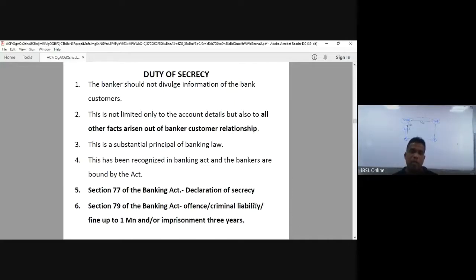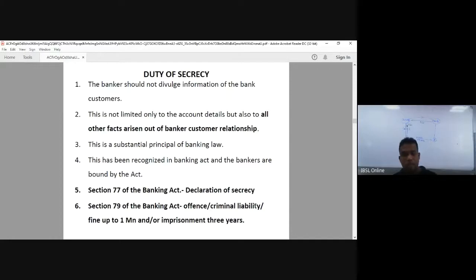This has been recognized in the Banking Act, and the bankers are bound by the Banking Act. Now remember, this is not just general banking law. This duty of secrecy has been recognized under the Banking Act also. So if you breach this, the bankers can be punished under the law. Section 77 of the Banking Act says every banker has to sign a declaration of secrecy.